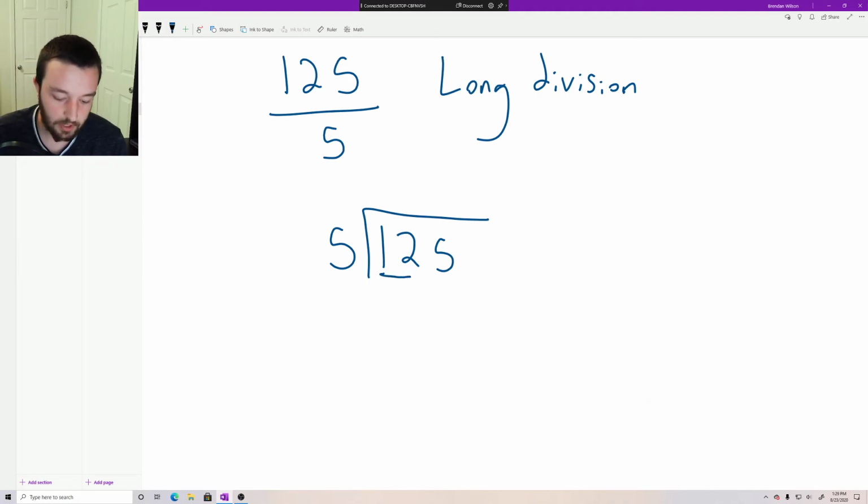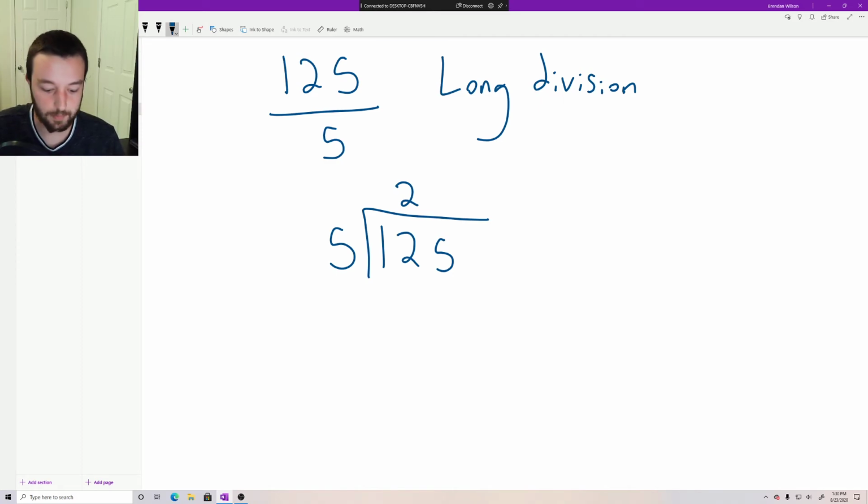So now we say, okay, what's 12 divided by 5? Or what's as close as we can get to it? The way we usually word it is, how many times does 5 go into 12? And the answer is 2 times, right? Because we can get close to 12 with 10. So 5 goes into 12 2 times, but how much is left over?